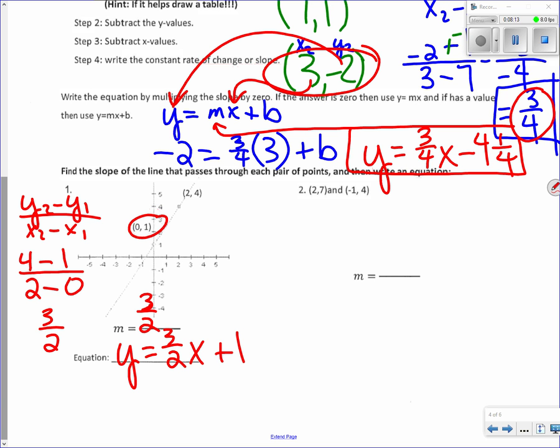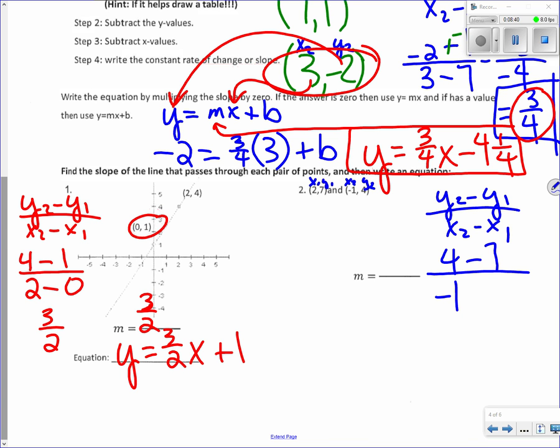Okay, so we're going to do the same thing with the second one, but this time we do have to use our y2 minus y1 over x2 minus x1 formula. So this is x1, y1, x2, y2. So my y2 is 4 minus 7, and then my x's are -1 minus 2. If it helps you, do your keep, change, change. So now I know I have 4 plus -7, so that is -3. -1 plus -2 is -3. Any number over itself is 1. So our slope is 1.